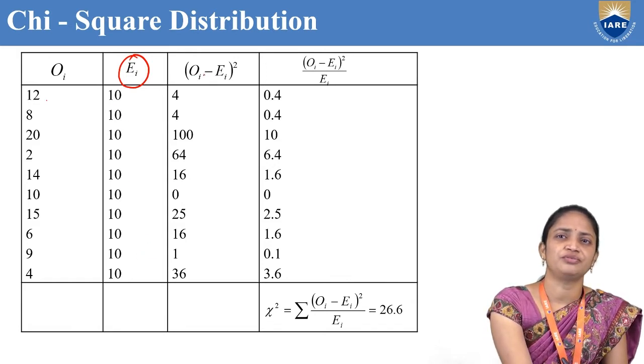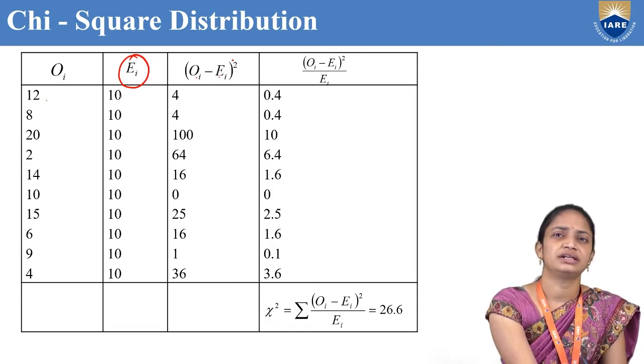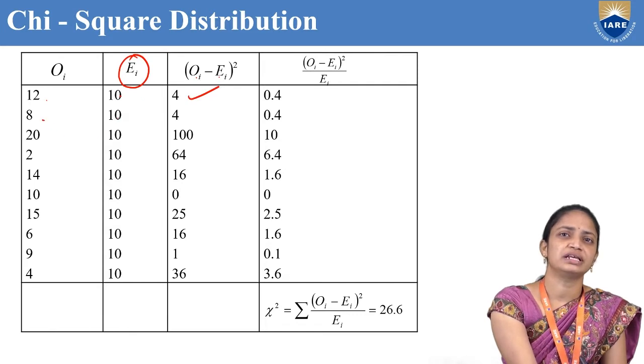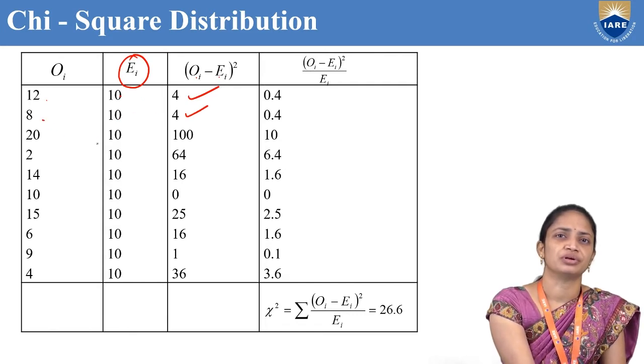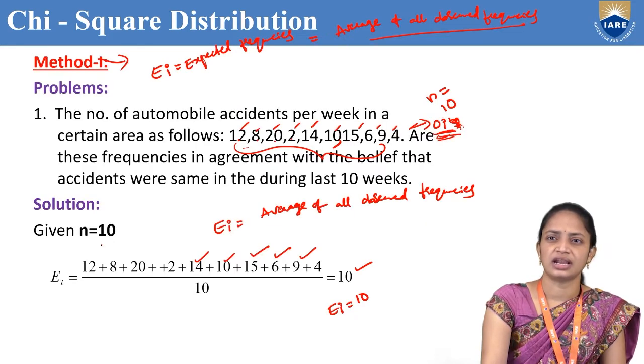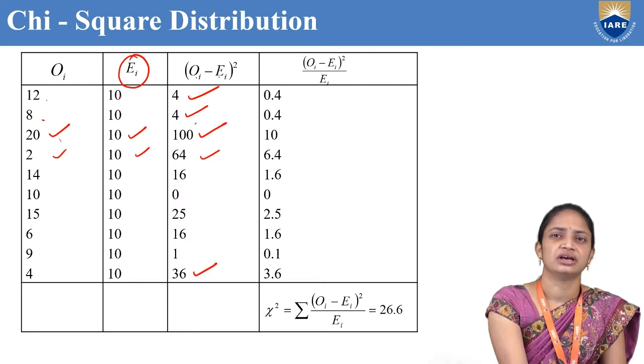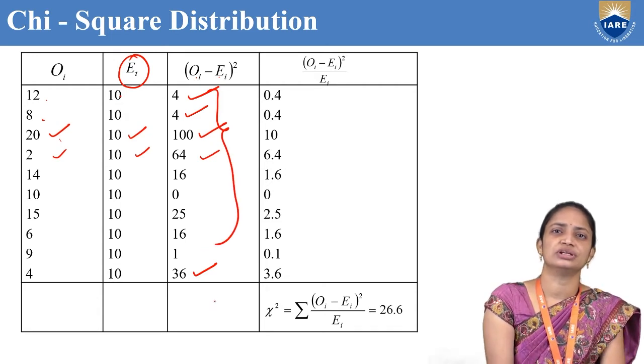Next we need to find (OI minus EI) whole square. So 12 minus 10 is 2, whole square is 4. 8 minus 10 is minus 2, whole square is 4. 20 minus 10 is 10, whole square is 100. 2 minus 10 is minus 8, whole square is 64. Like that, the last value is 4 minus 10, that is minus 6, whole square is 36. Like that we can calculate all the (OI minus EI) whole square values.